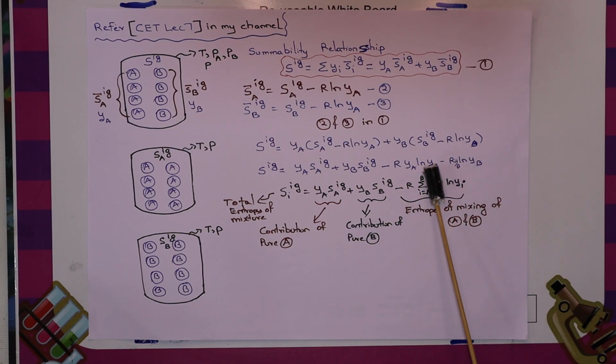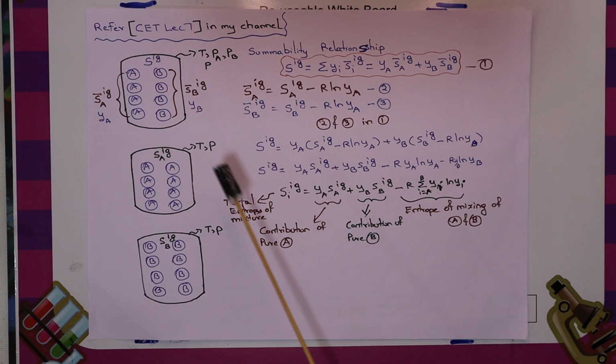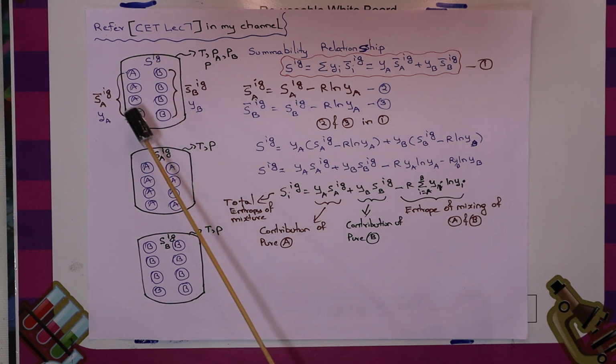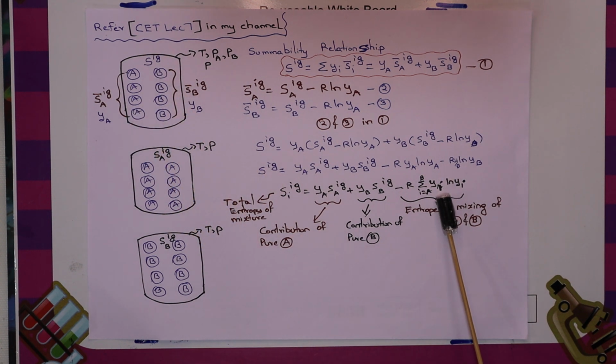This is the entropy of mixing term. The contribution of pure A, the contribution of pure B, and the third term, which is because of the mixing of A and B. This additional entropy that comes is called entropy of mixing, which can be calculated using this formula, minus R sigma y_i ln y_i. This is how the expression has come to solve this particular question. Let us move to the next question.